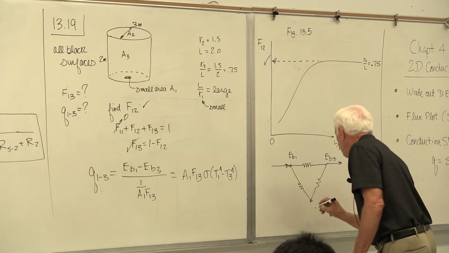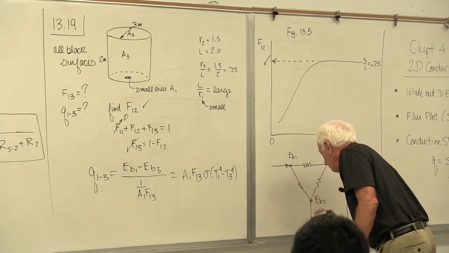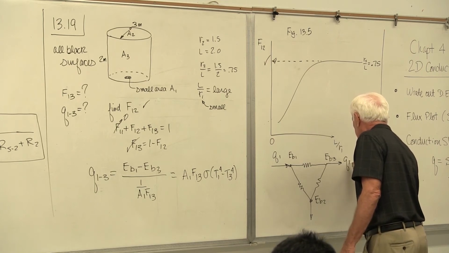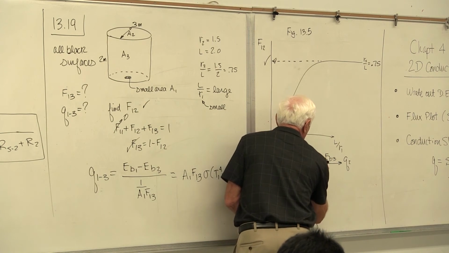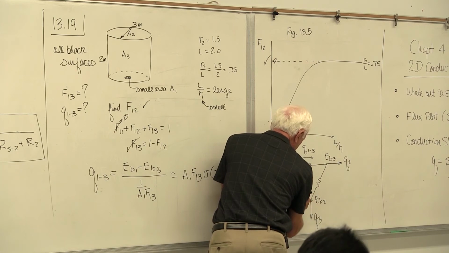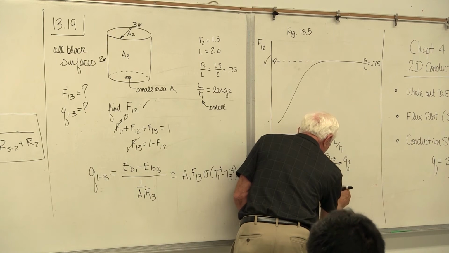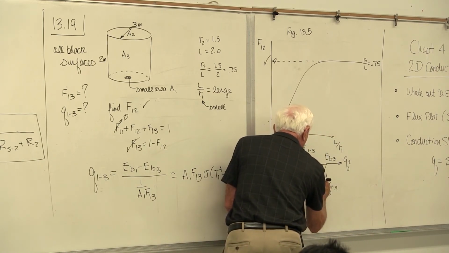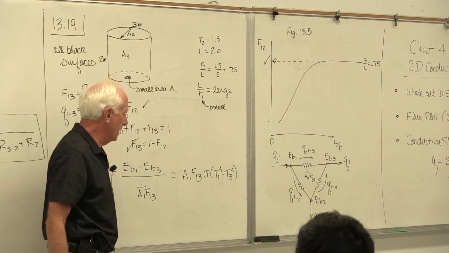This is 2. This is Q1. This is Q2. This is Q3. Q1, 2, 1, 3, pardon. Q1, 2. Q2, 3. I'm not going to put all resistances in there, but there's one of the space resistances.